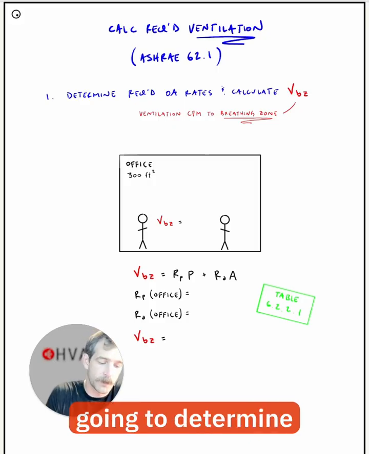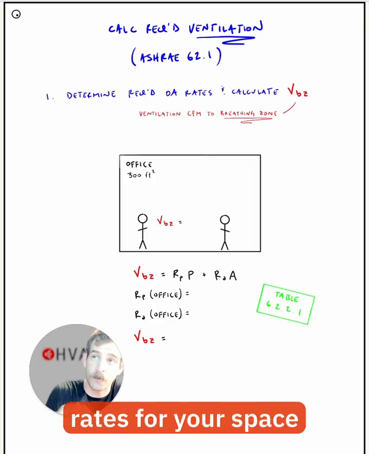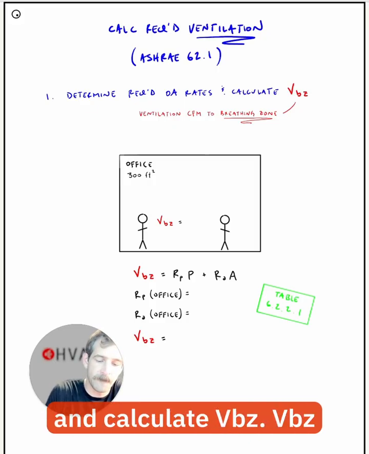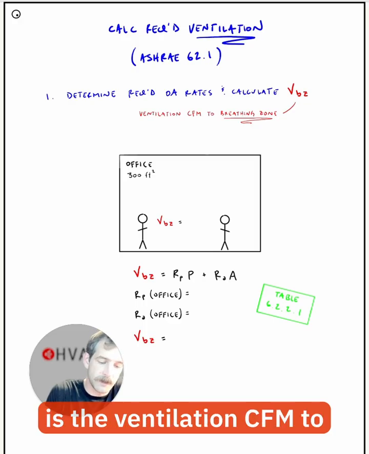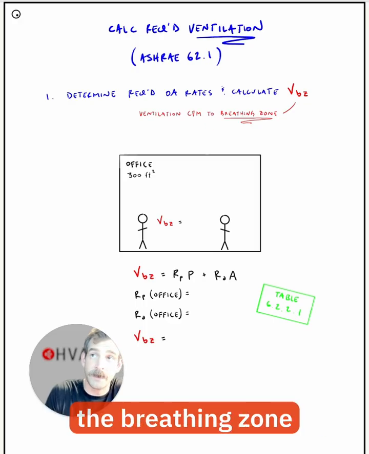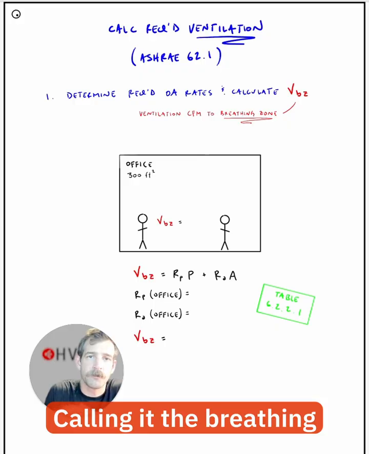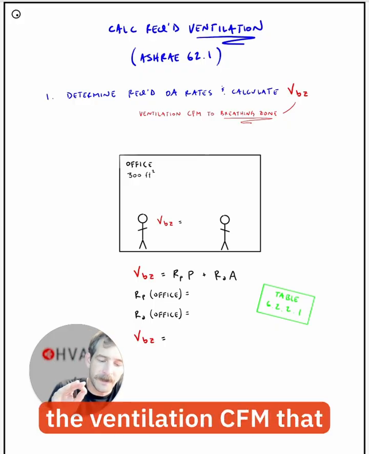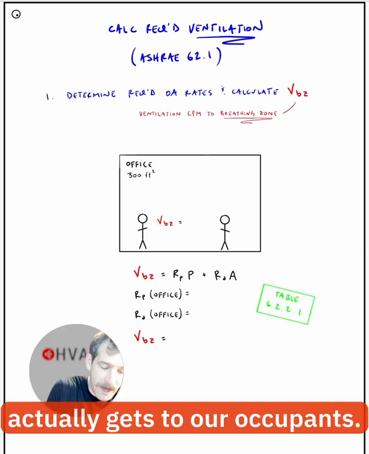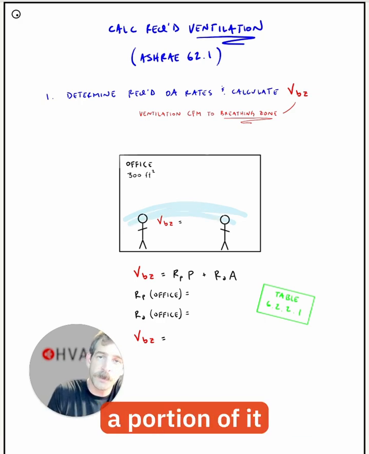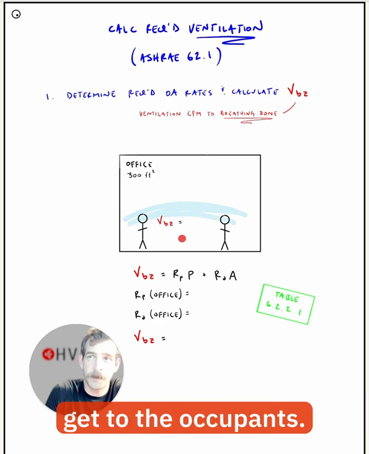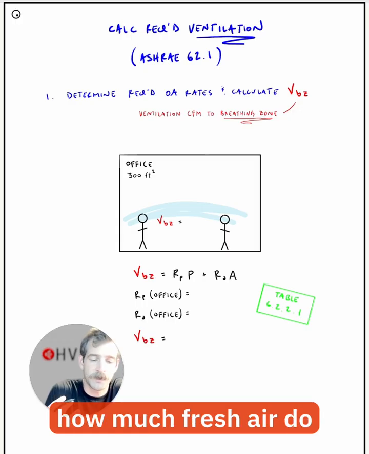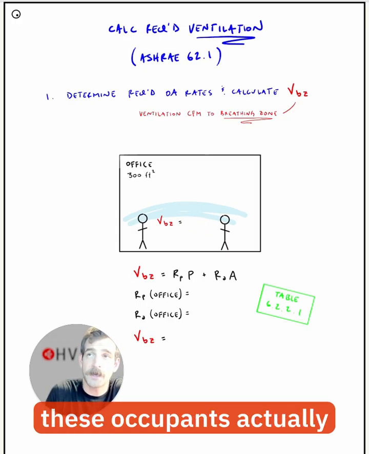Step 1. You're going to determine the required outdoor air rates for your space and calculate VBZ. VBZ is the ventilation CFM to the breathing zone of your space. Calling it the breathing zone is just another way of saying the ventilation CFM that actually gets to our occupants. You may introduce air to a space, and a portion of it may not actually get to the occupants. So what we're looking for here is how much fresh air do these occupants actually need to breathe.